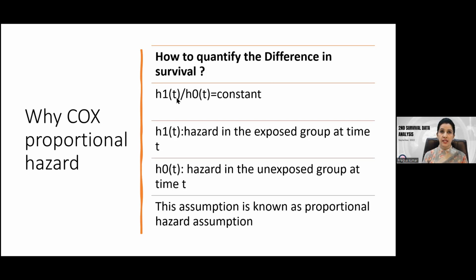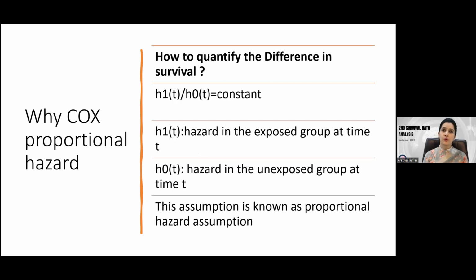So you see that the ratio of hazard between the intervention and control group at any time point is a constant. This H1(t) is the hazard in the exposed group at time t, like I was talking about in the case of a randomized control trial. And this H0(t) is the hazard in the unexposed group.